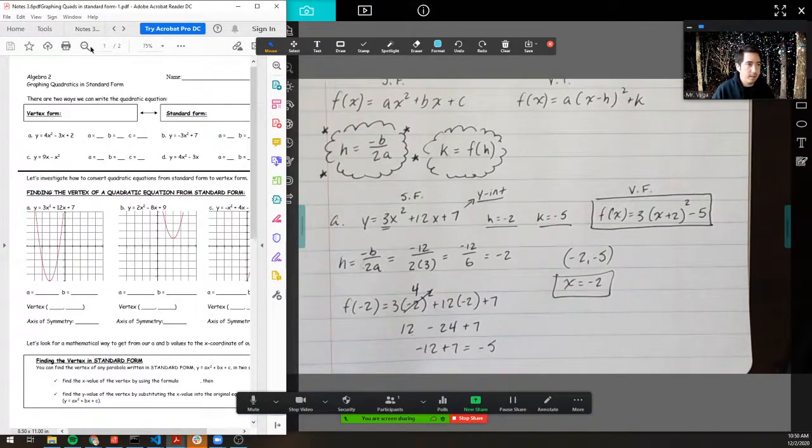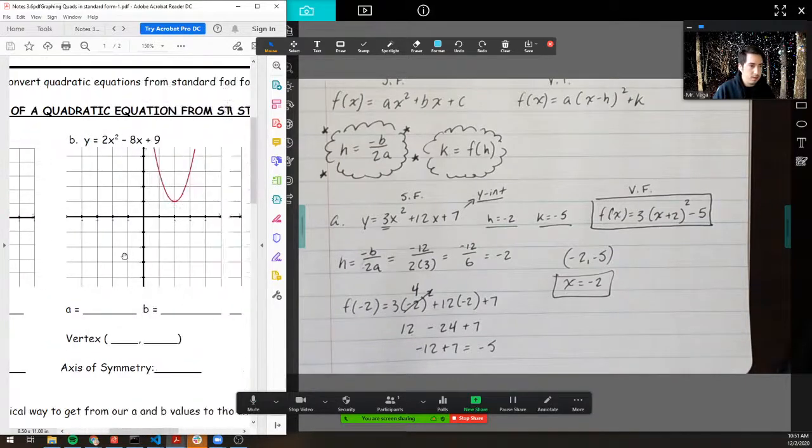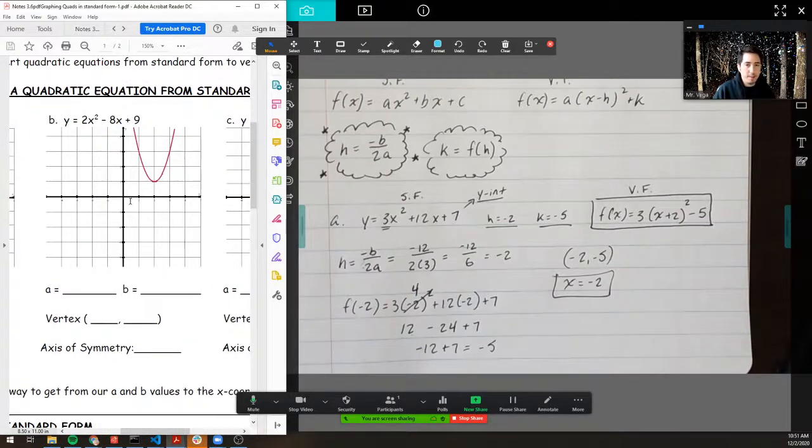Let me just zoom in the other way. I know how to zoom in. Let's do it 150%. Click. Moves over. Okay, so now looking at B, a little bit bigger. If I want to tell the vertex, if it's already graphed, it's not hard to tell the vertex. It's pretty obvious. That's the vertex, right there.